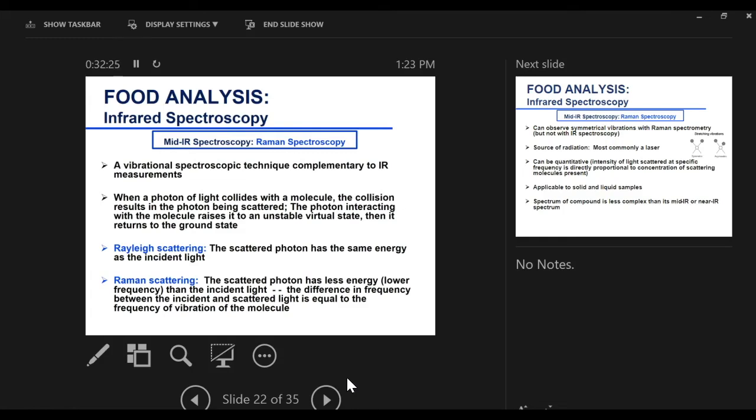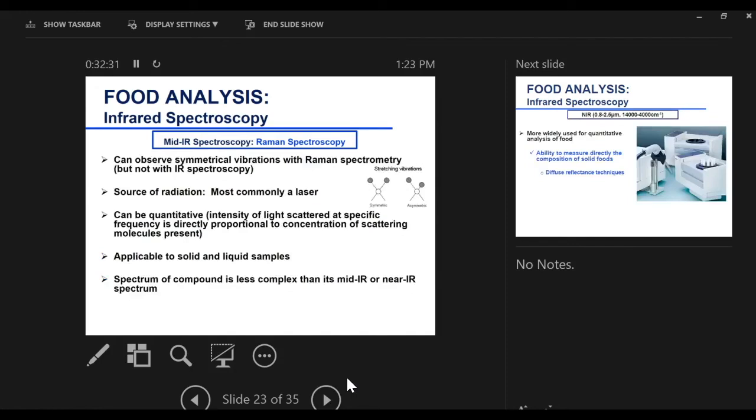Well, this is too technical. It can observe symmetric vibration, not just asymmetric. So that is detailed information. But what I want you to know is the source of light is a laser. You can use it for quantitative analysis, but then you have to do that at a specific frequency. And you can use solid and liquid samples.